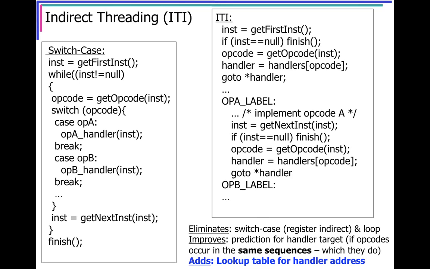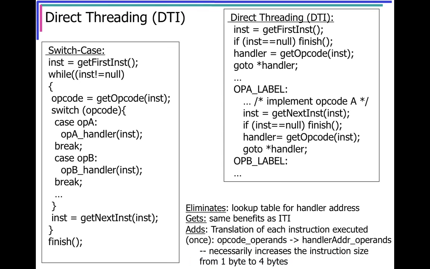The thing that we add here, the trade-off that we make, is that we're making one big lookup table for all the handler addresses in order to get rid of this outer loop and the switch case. So the next thing we're going to do is called direct threading. This is a second optimization after indirect threading, and we're going to get rid of that table.